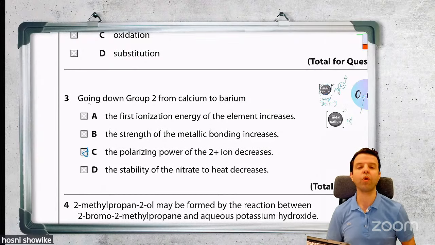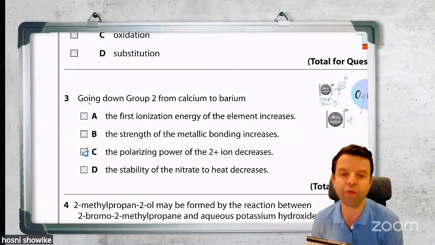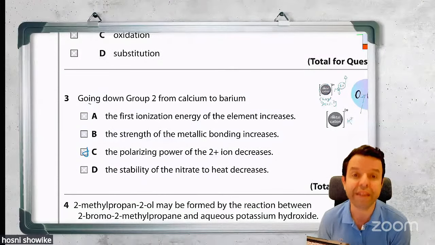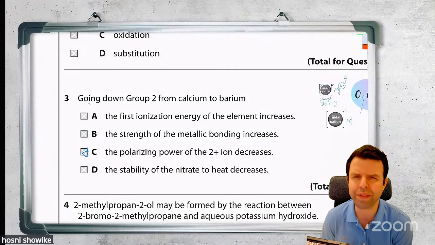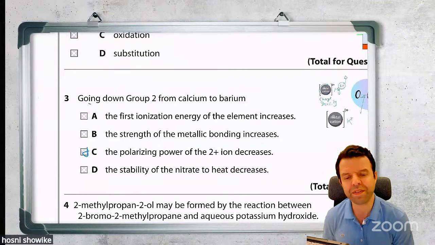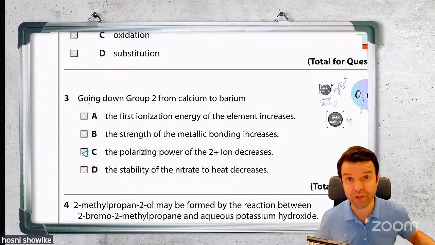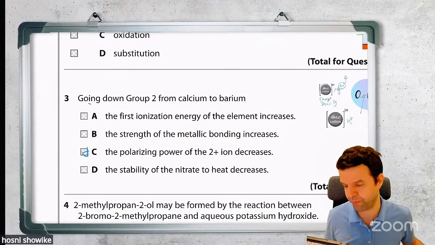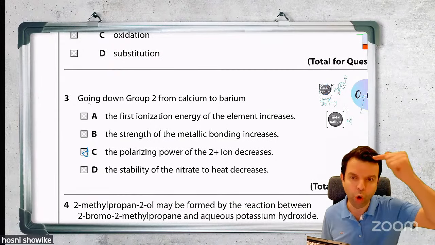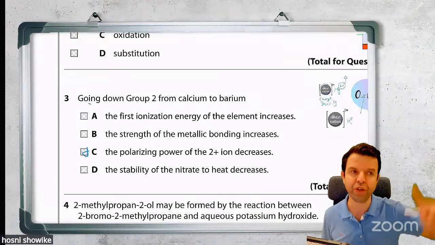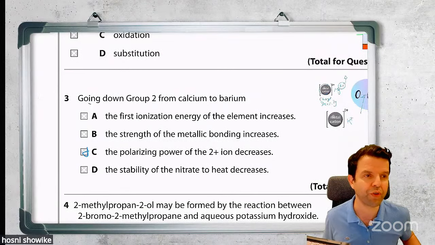It says the polarizing power of the 2+ ion decreases as you go down. Why does it decrease? Because as you go down a group, the ions get bigger and the charge density decreases. Okay? So again, all other options, they wrote the trend, but they reversed it.